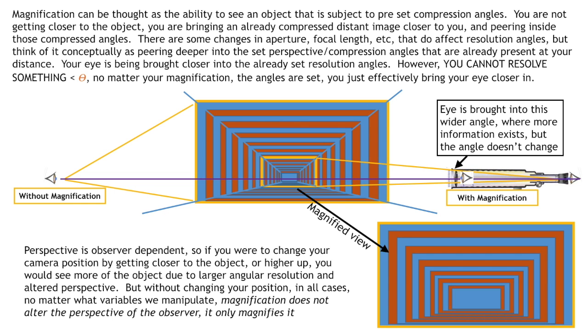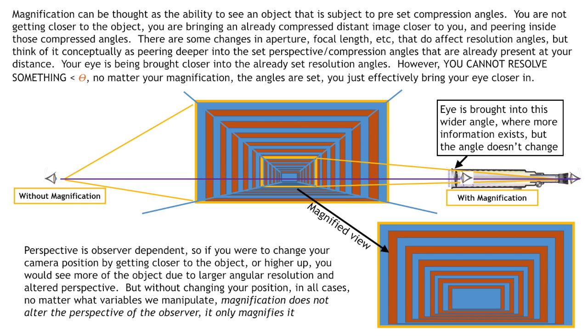However, you cannot resolve something less than theta. No matter your magnification, the angles are set. You just effectively bring your eye closer in. So we have a perspective view without magnification on the left, and we have a view on the right. Note that the object itself did not change. We just brought our eye closer in to those deeper angles, but the height or width of the object, or anything like that, didn't change. We just brought ourselves somewhat closer in.